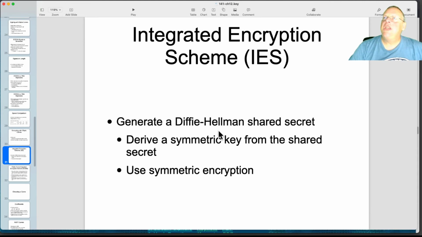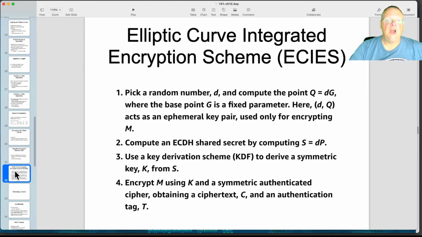All you really need to do is agree on a shared secret. You don't really need to use this algorithm for encryption. Once you have a shared secret, you can just use any kind of normal symmetric encryption. So here's what you do. You pick a random number D, compute a shared secret, then use a key derivation scheme to evaluate a key from that, and then use an authenticated cipher, like AES, a symmetric cipher.